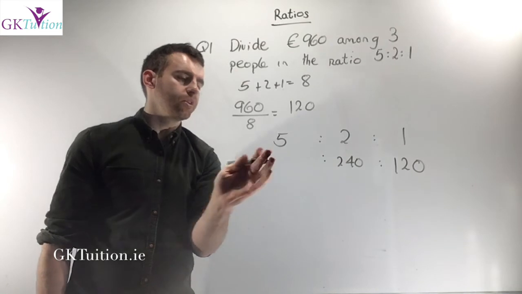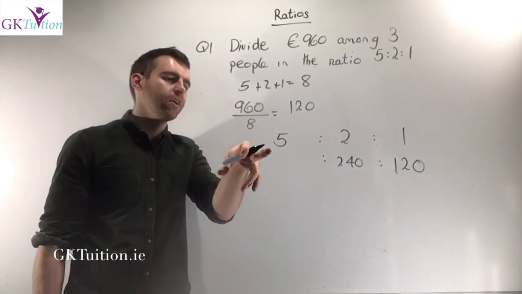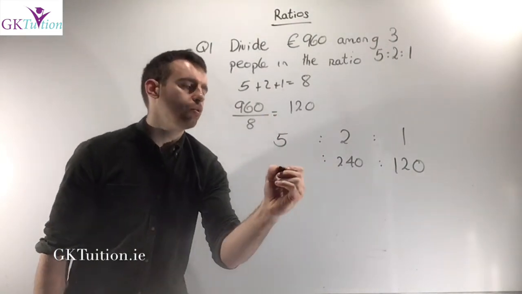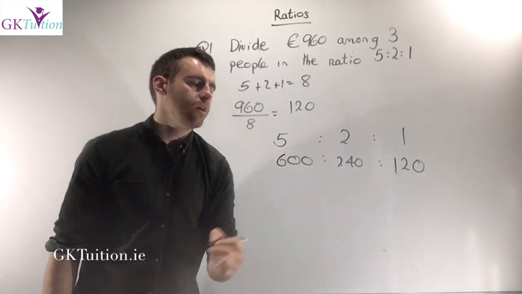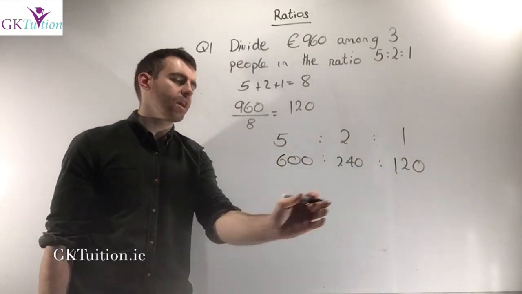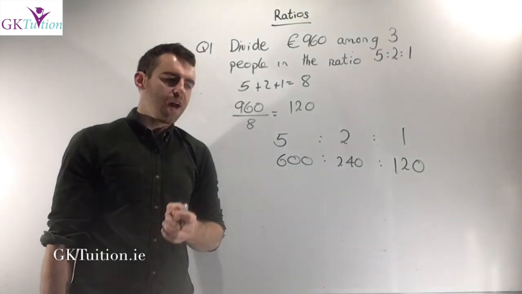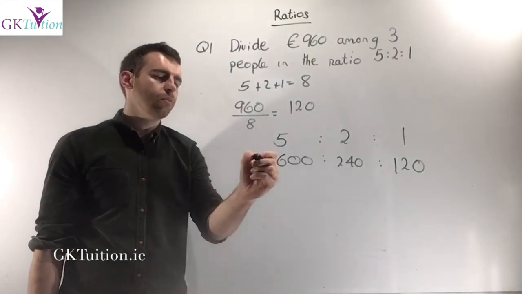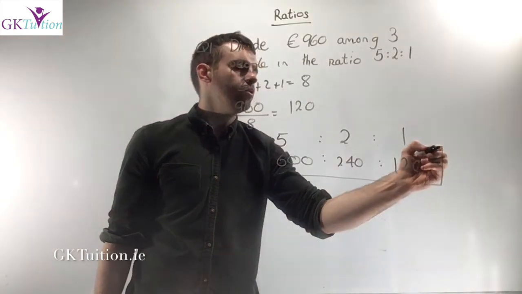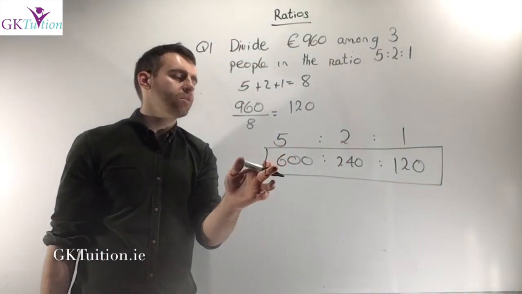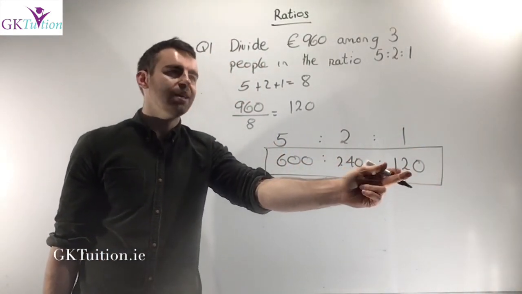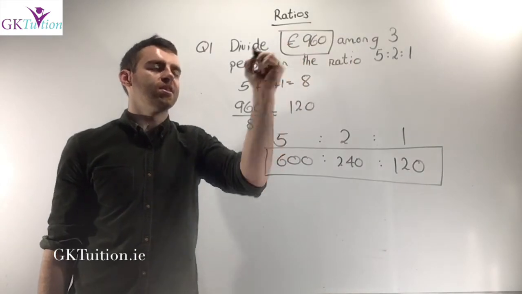Whereas the first person, the person getting 5 here, 5 multiplied by 120 is €600. The first person gets €600, the second one gets €240, the third one gets €120. And in a question like this, just to double check that you haven't made a mistake, you should add up those 3 numbers, 600, 240 and 120, and they're going to add up to €960.